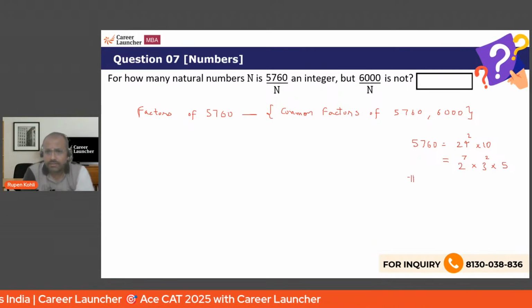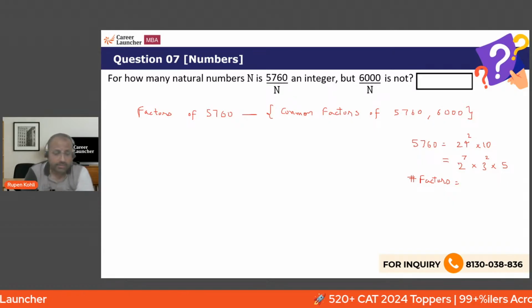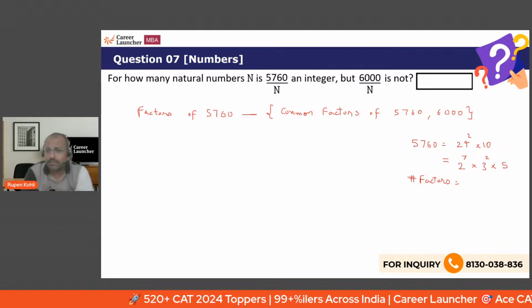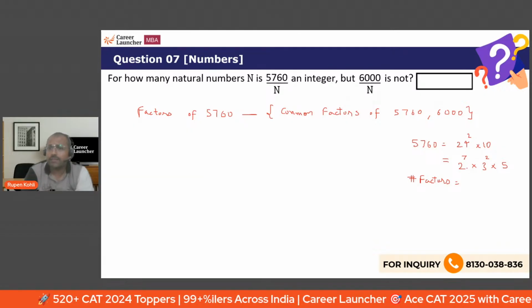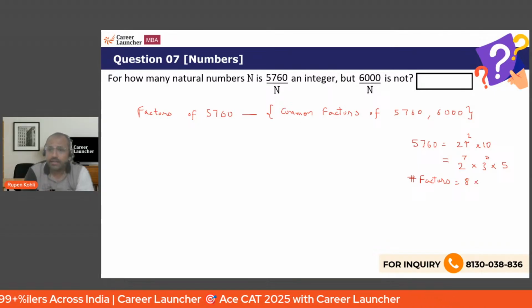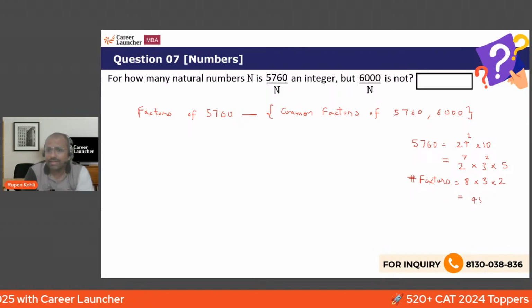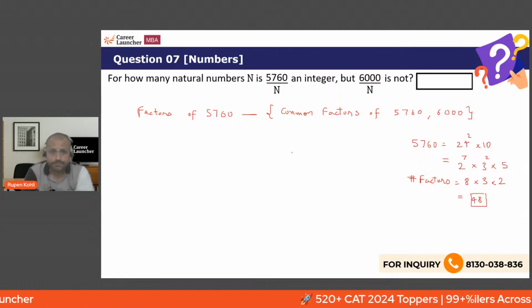What are its factors? Increase the power by 1 and multiply, right? That's the way we find the number of factors of any number, right? Prime factorize the number and do plus 1 on the powers and multiply. So 7 plus 1, 8, 2 plus 1, 3, and this is power of 1, so 2. 8 into 3, 24 into 2, 48 factors are there for the number. So this thing is 48.